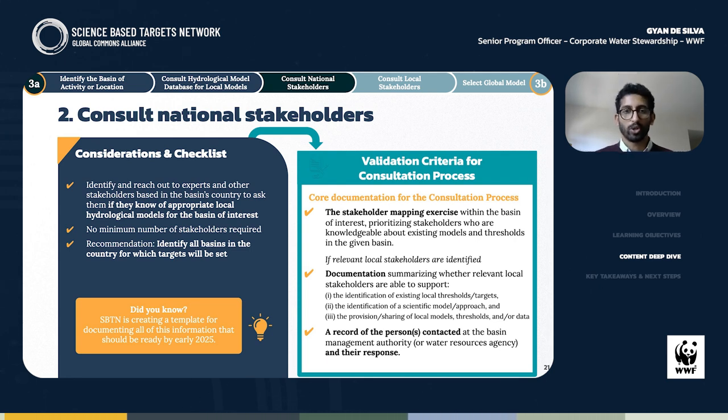They also need documentation summarizing whether local stakeholders are able to support: 1. The identification of any existing local thresholds or targets, 2. The identification of a scientific model approach, and 3. The provision or sharing of local models, thresholds, and/or data. Then finally, companies need a record of people contacted at the Basin Management Authority or Water Resources Agency for the given basin, and their response regarding the existence of local models and thresholds for freshwater quantity and quality.